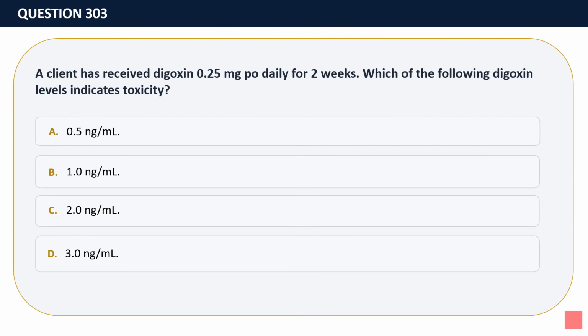Question 303. A client has received digoxin 0.25 mg daily for 2 weeks. Which of the following digoxin levels indicates toxicity? A. 0.5 nanograms per milliliter. B. 1 nanogram per milliliter. C. 2.0 nanograms per milliliter. D. 3.0 nanograms per milliliter.